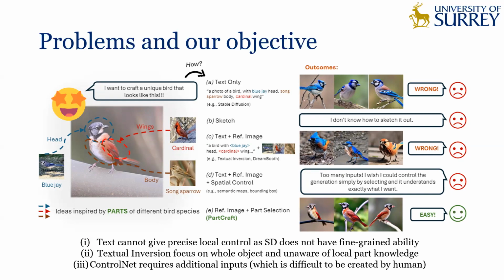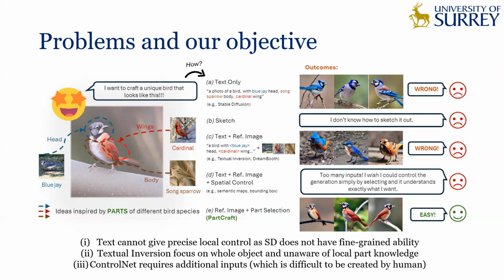The current problem is that by simply using text alone, we cannot control this because Stable Diffusion does not have a fine-grained ability to understand the parts. Using textual inversion has the same problem because it focuses on the whole object and is another way of lacking local part knowledge. Using ControlNet may be okay, but we need more inputs, and these inputs are quite difficult for a human to create. We need to create semantic maps or edge maps or bounding boxes. It's quite difficult to control.